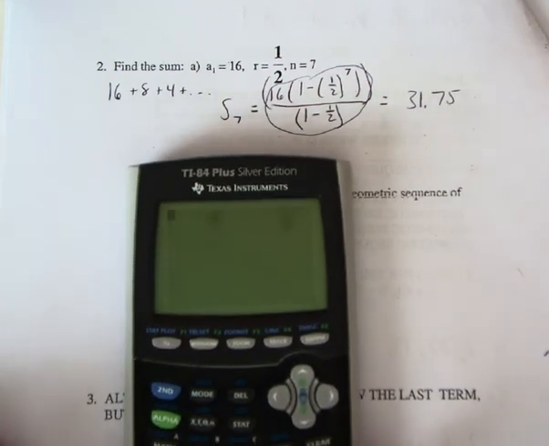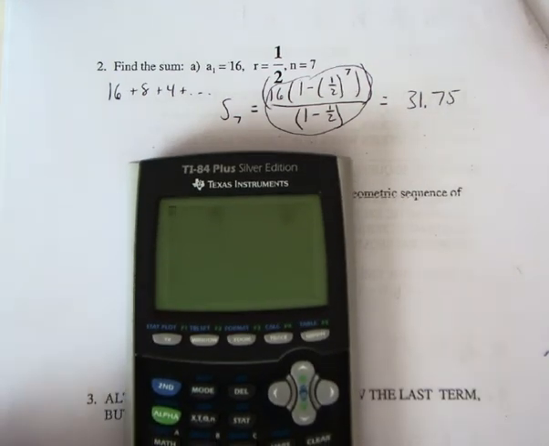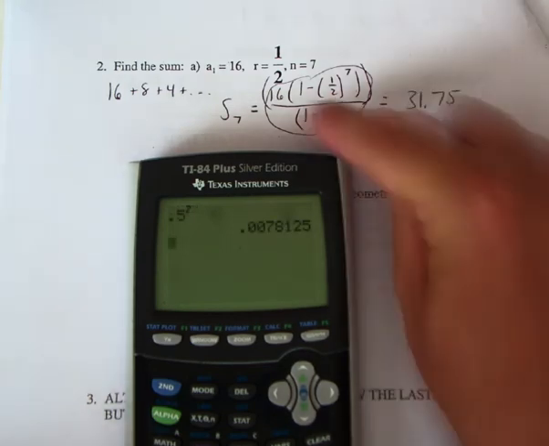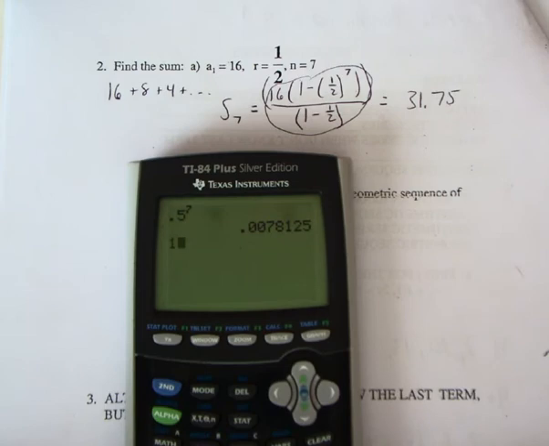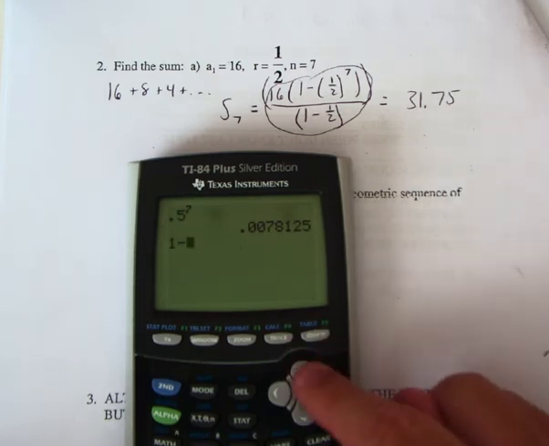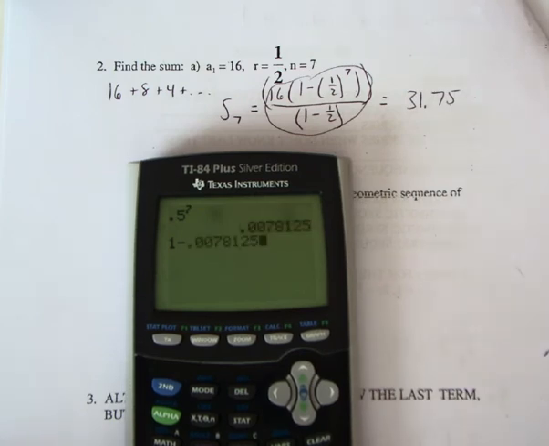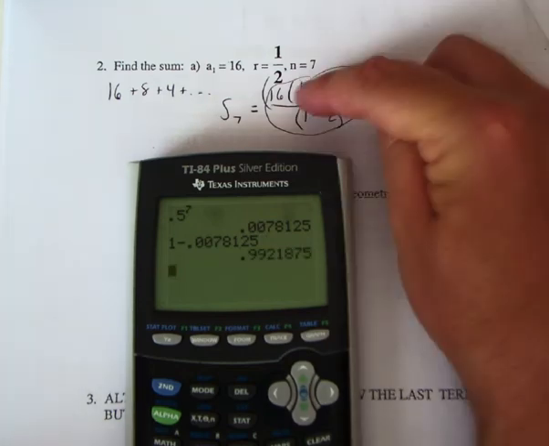I would do 1/2 to the 7th first. That's the first thing I would do. So I get that. And then it's 1 minus that. So 1 minus, and then a cool thing on the 84, you don't have to retype that number. You could just arrow up and push enter. That will avoid any rounding issues or if you retype the problem wrong or something. So I get that. So that's what is right here.